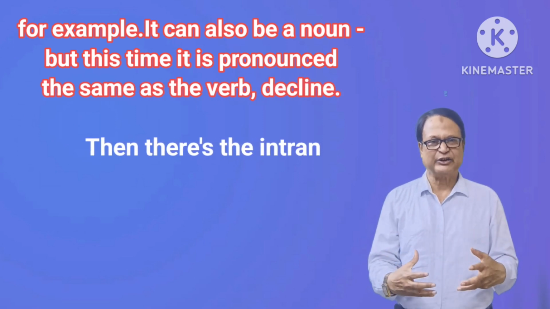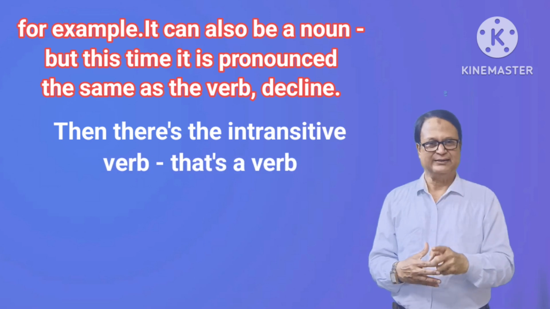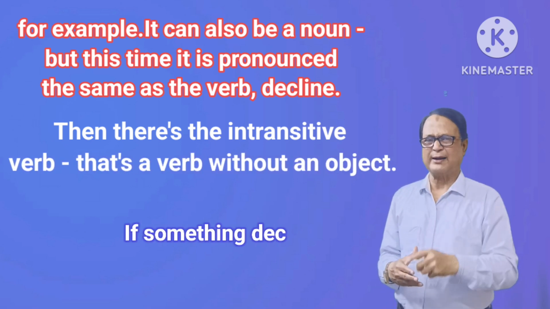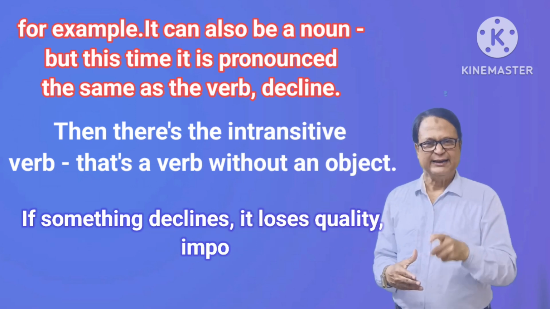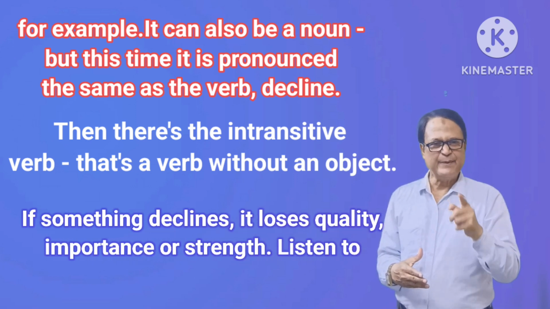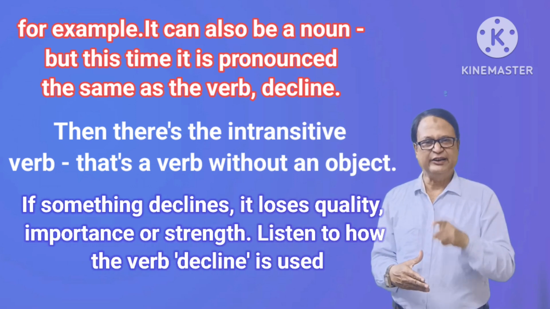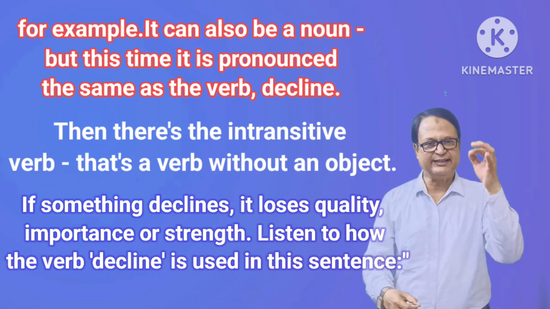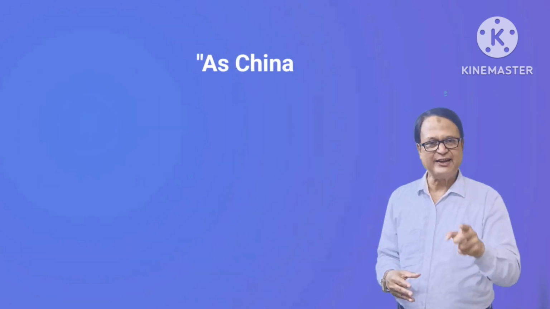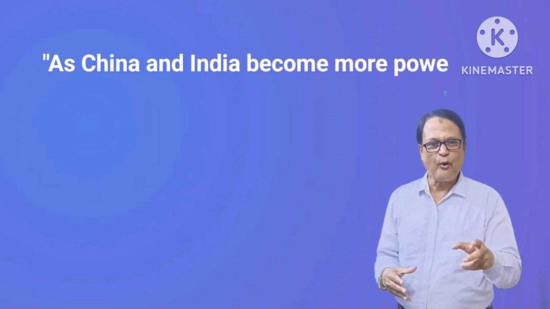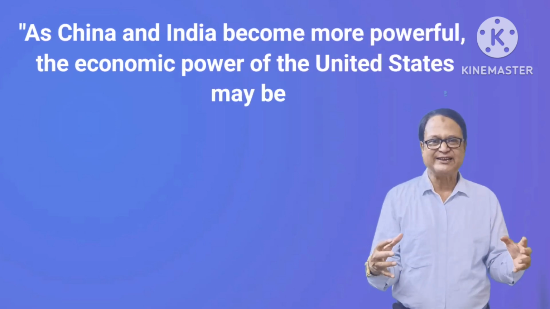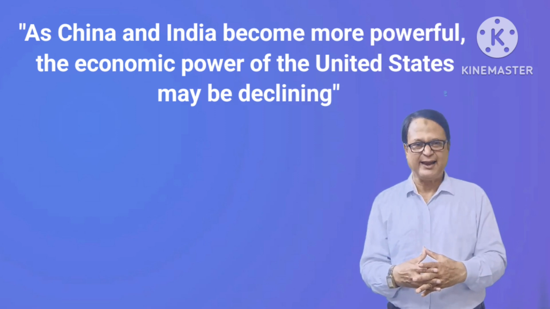Then there is the intransitive verb, that's a verb without an object. If someone or something declines, it loses quality, importance, or strength. Listen to how the verb decline is used in this sentence: as China and India become more powerful, the economic power of the United States may be declining.